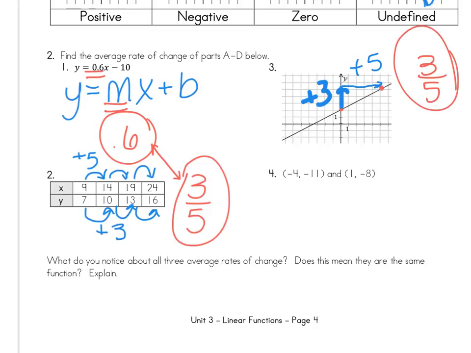All right, number 4 is a little different. They just gave us 2 points, but what's stopping us from making a table? Absolutely nothing. So let's do it. I'm going to make an XY table. The first point is -4, -11, and the second point is 1, -8.